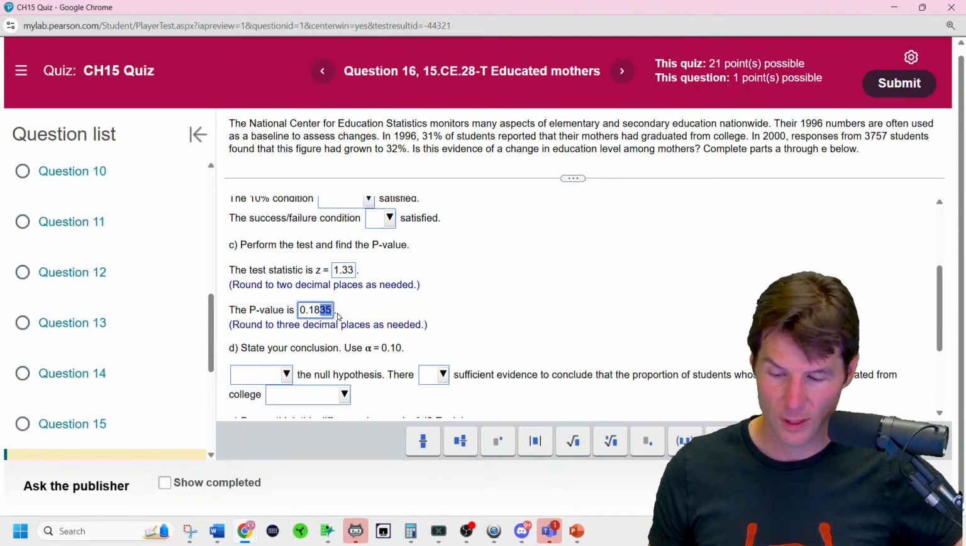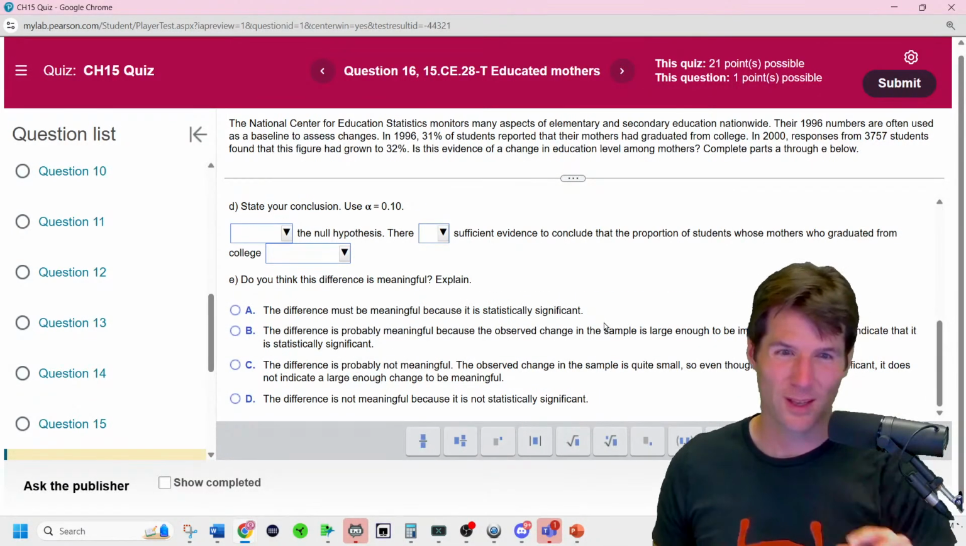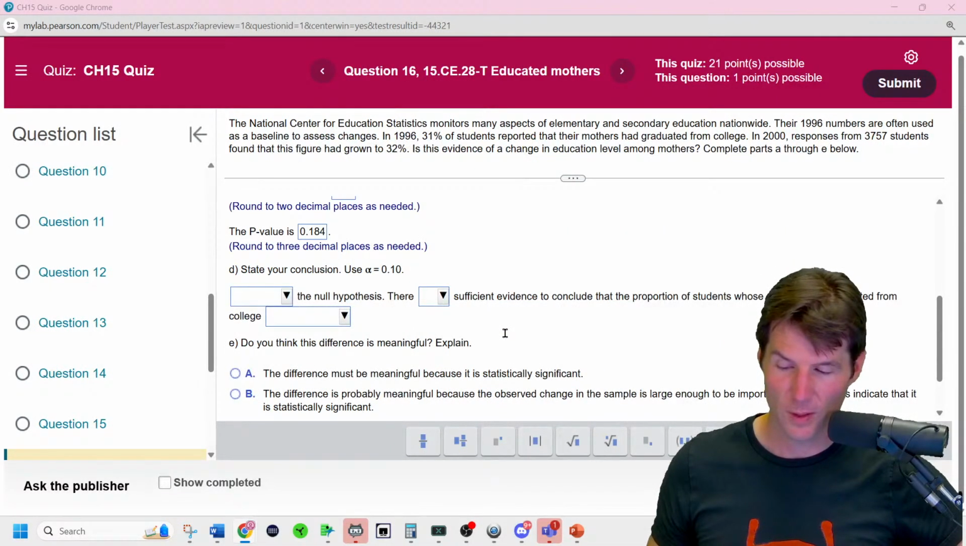Okay, I need your help here. The p-value is what to alpha? I'm going to go back and do the rest of these, and then we're going to do another question. These are the easy ones. The p-value is what to alpha?